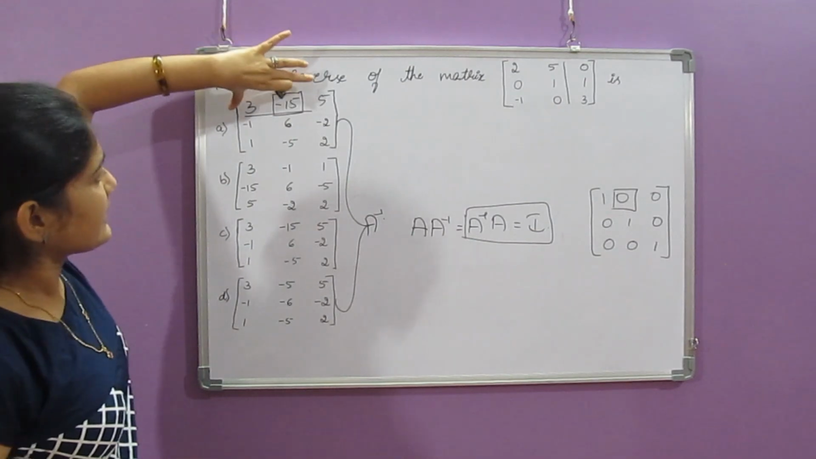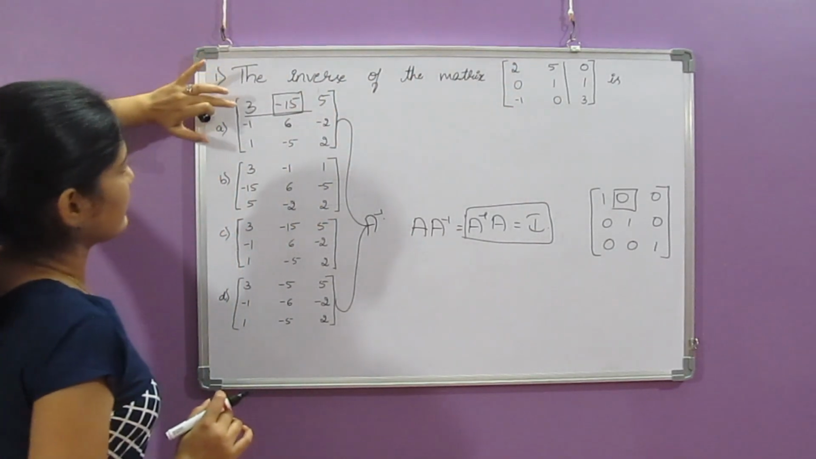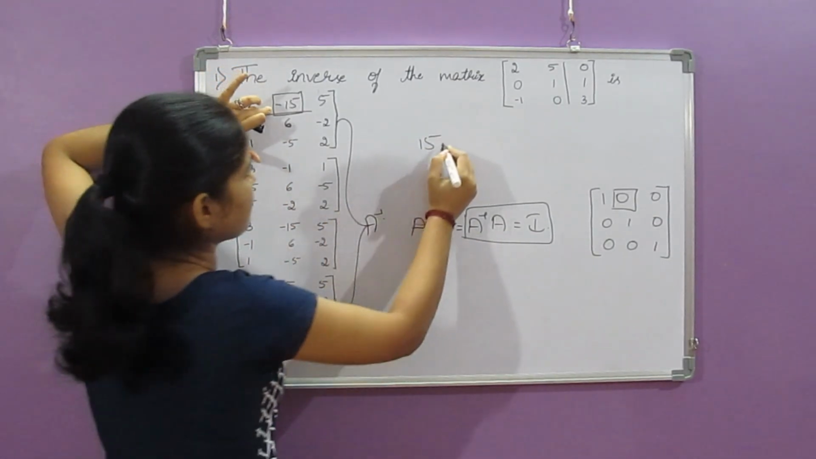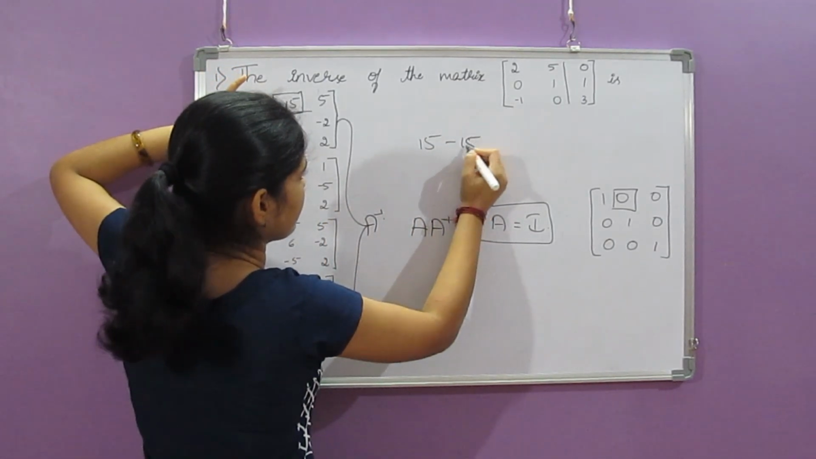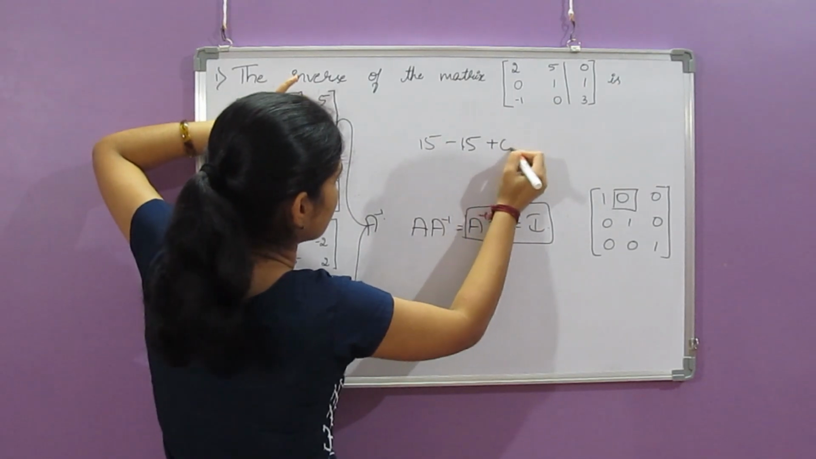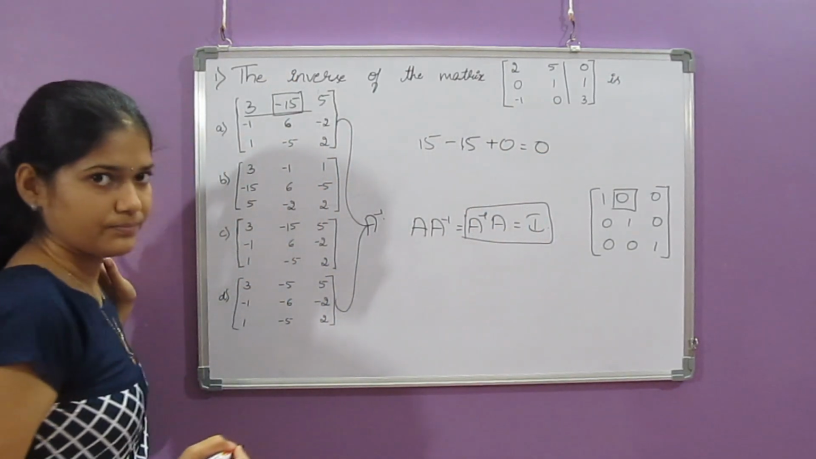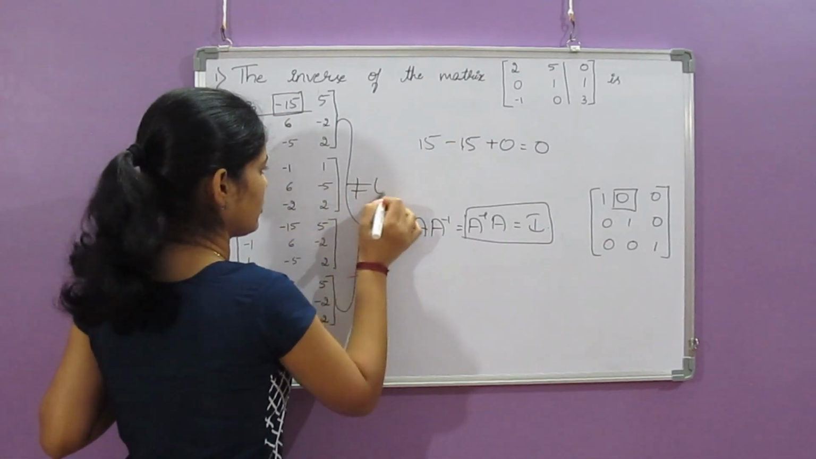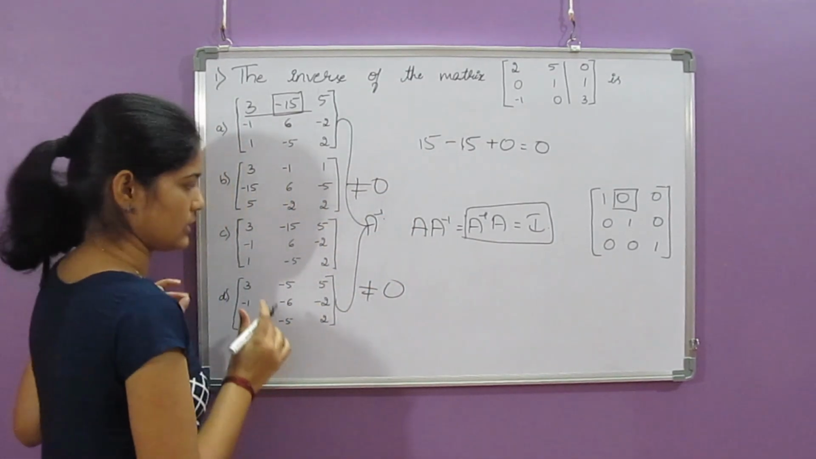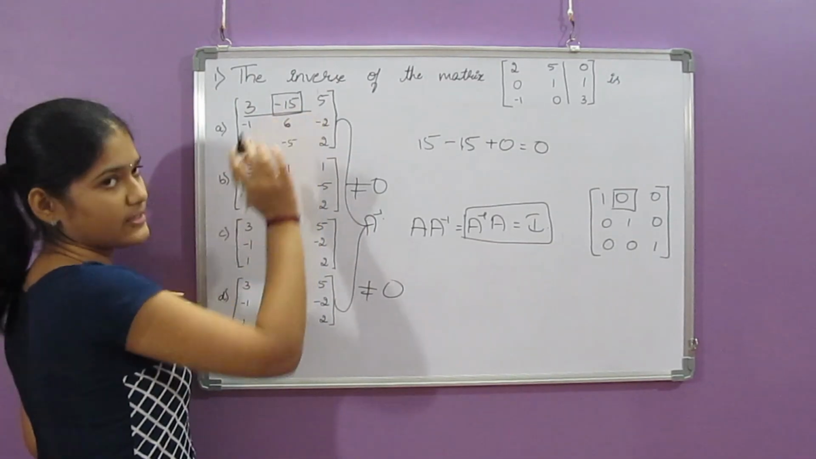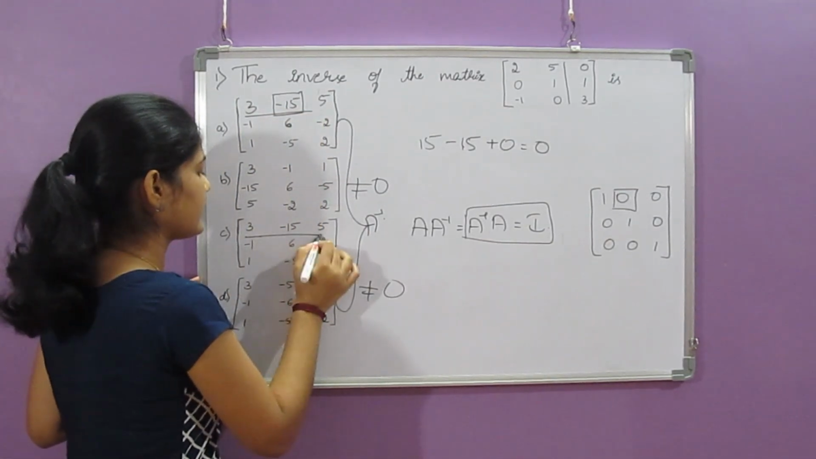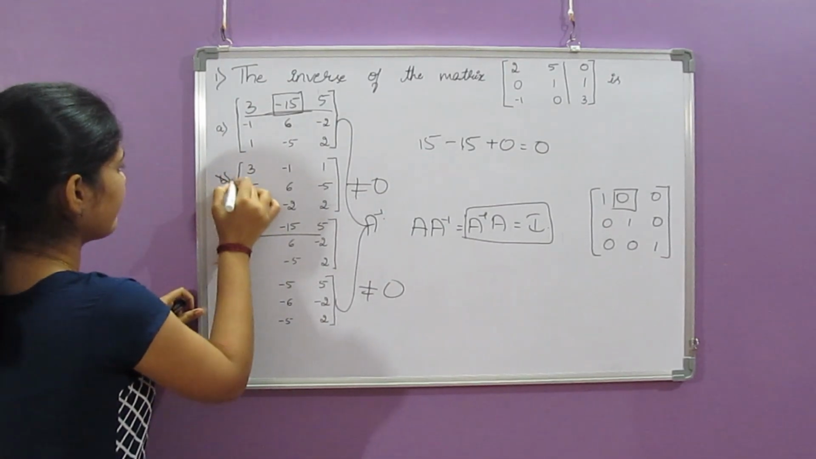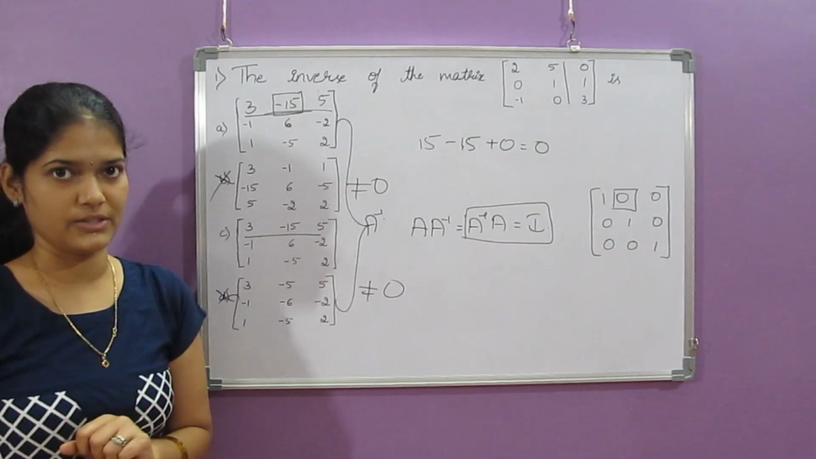Now we will multiply this row with this matrix. What will happen? 3 into 5, that is 15, minus 15 into 1, that is minus 15, plus 5 into 0, 0, we will get 0. Similarly, you can check for other matrices. Here it will not be equal to 0. Here also it will not be equal to 0. Here also we have the same minus 15. In this and this matrix we will get 0.